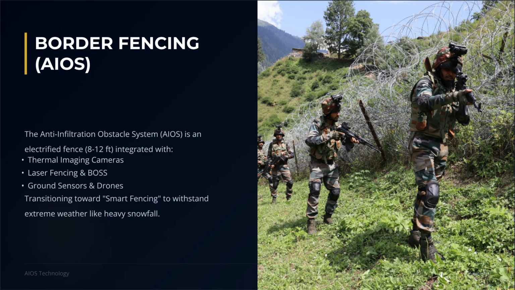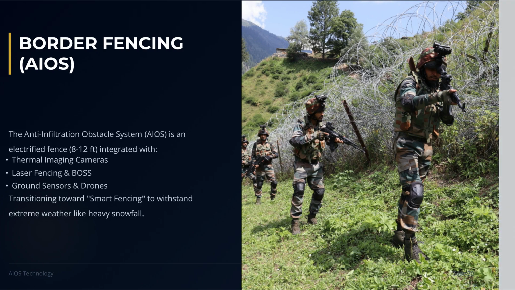Border fencing utilizes the anti-infiltration obstacle system, an electrified fence often 8 to 12 feet high. This system is integrated with thermal imaging cameras, laser fencing, ground sensors, and drones. Future plans include transitioning to smart fencing to withstand extreme weather.